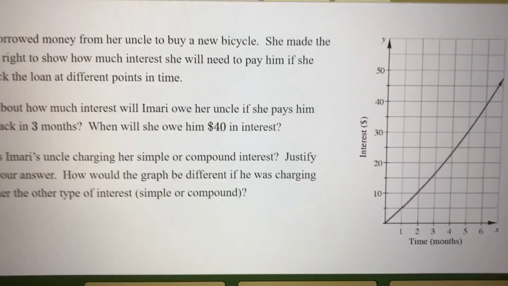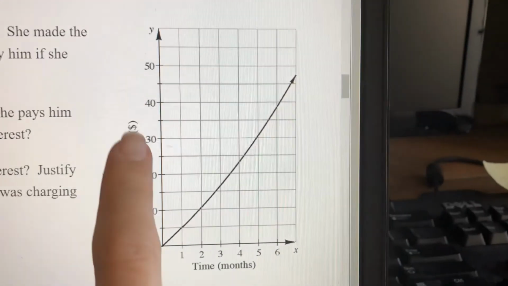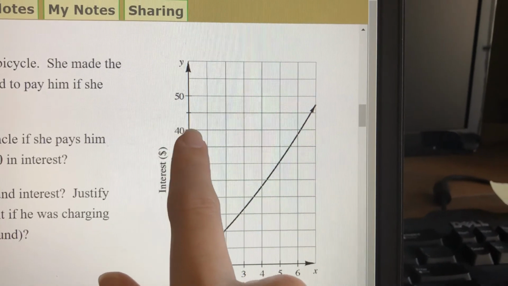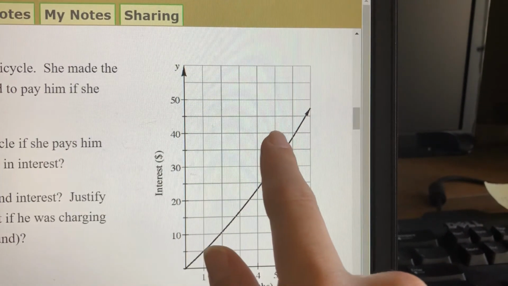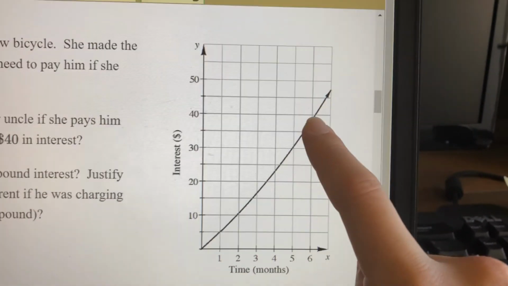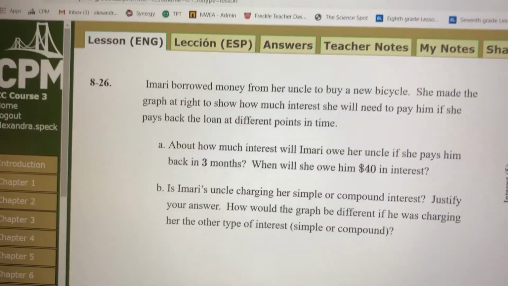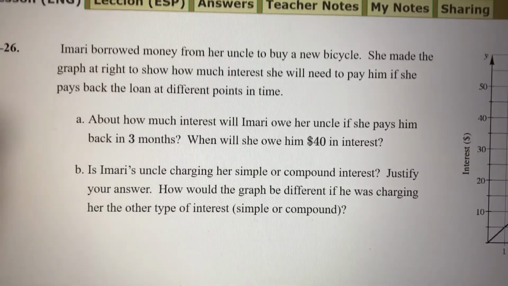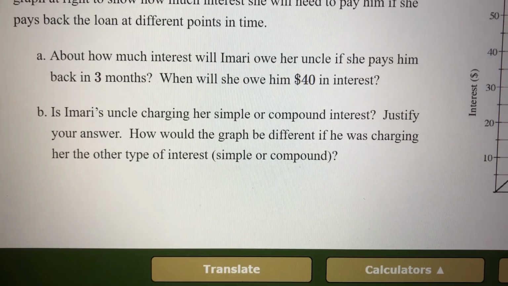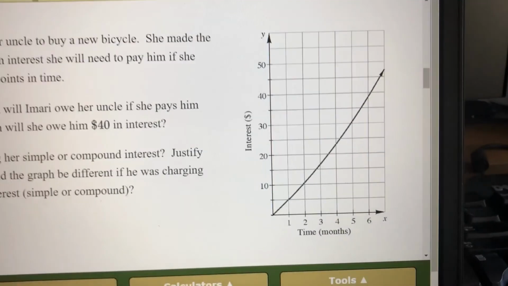Okay, and when will she owe him $40 in interest? So let's go to $40 in interest. So here's interest, $40. Let's move over until we hit the black line. Ah, right there. So about 6 months. So I put it's about 6 months she'll owe him $40 in interest. Okay, now it says for part B, is Imari's uncle charging her simple or compound interest? So go ahead and look at it.